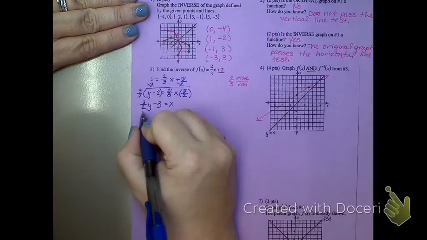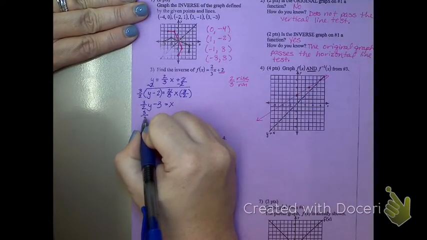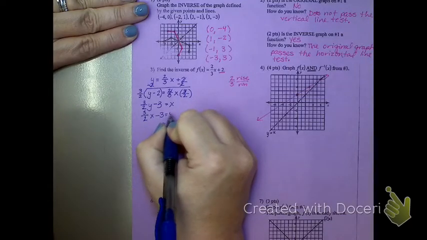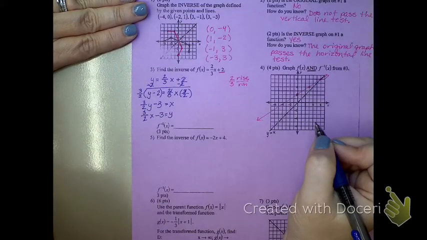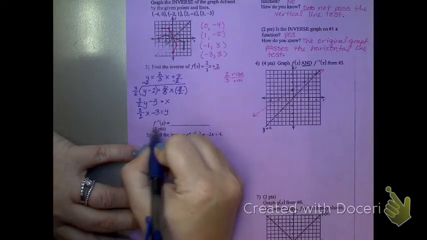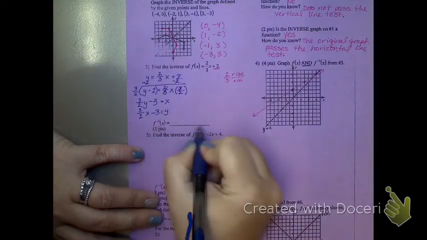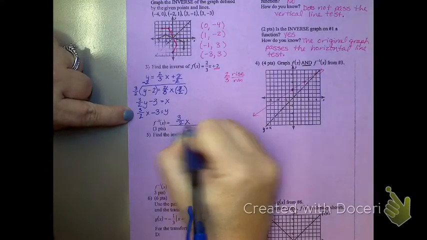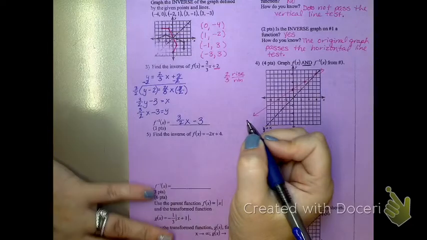Next step, switch your x's to y's and your y's to x's. That's the part where it officially becomes an inverse. All right, last step, go ahead and use the new notation, which we already have written there. I just need to fill in 3/2 x minus 3 is my equation.